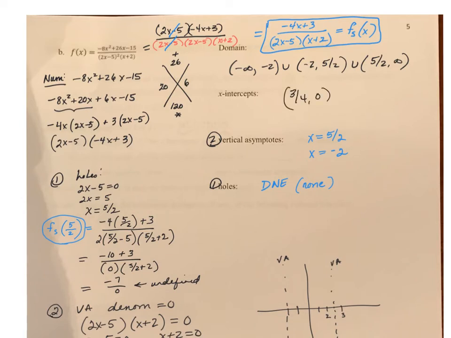Okay, and so those are your final answers. I have no holes because the hole happened to occur in the same place as the vertical asymptote. Vertical asymptote is a bigger deal. Every point on it is a hole. And so my vertical asymptotes are x equals -2 and x equals 5/2. Those are going to be the breaks in the domain. And then my x-intercept is at (3/4, 0).